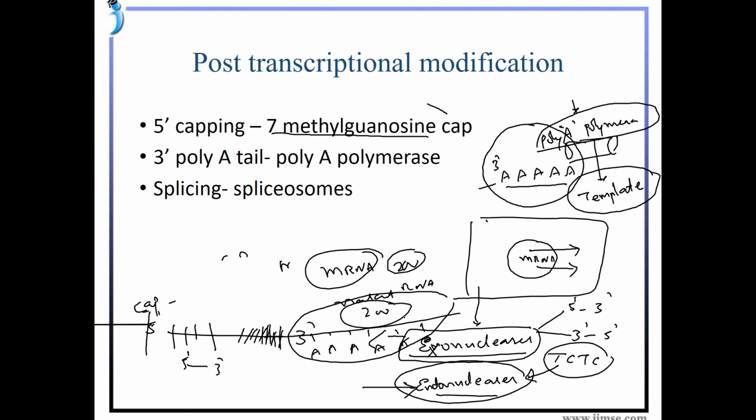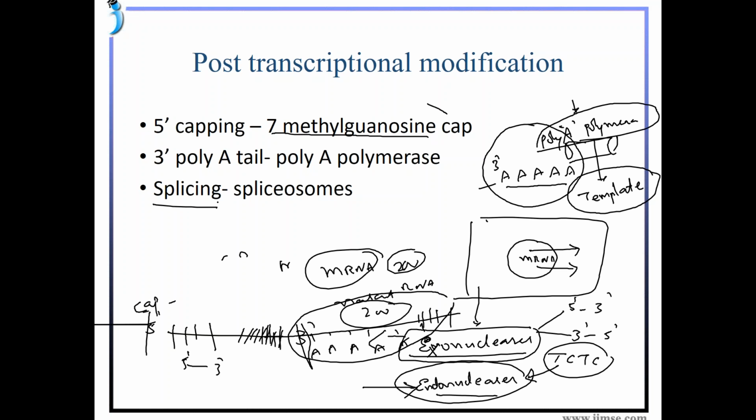So we have protection at both ends. Whenever exonuclease cuts at this 3' end, only the A's get chopped off and it is not a big problem. Before the exonuclease reaches the coding end, your protein synthesis would have happened. So this is how you protect. This happens in both prokaryotes and eukaryotes.